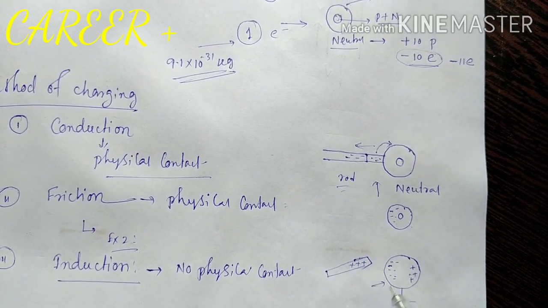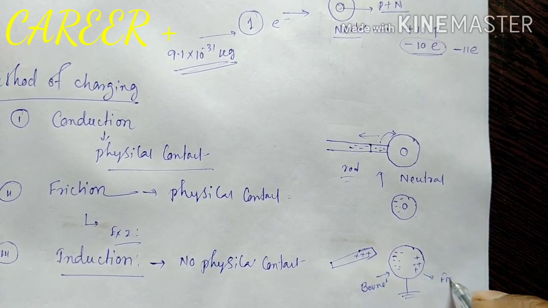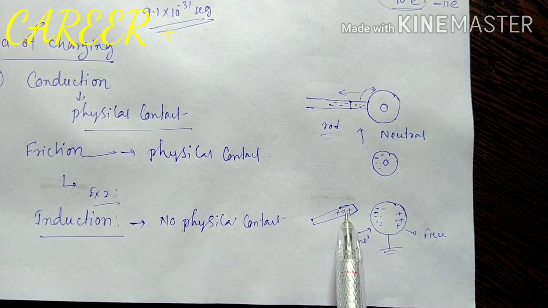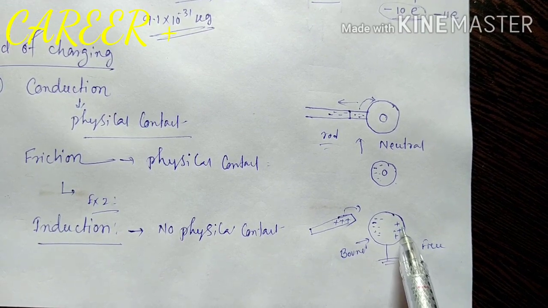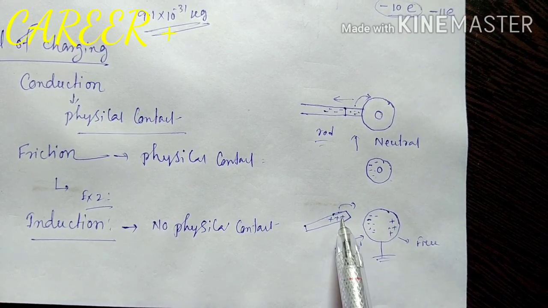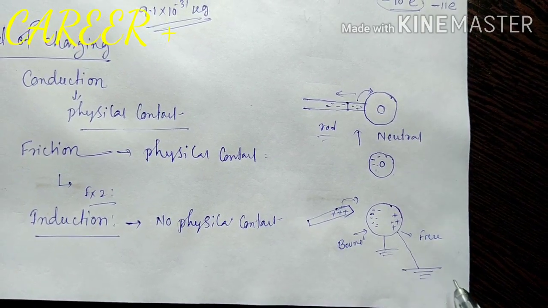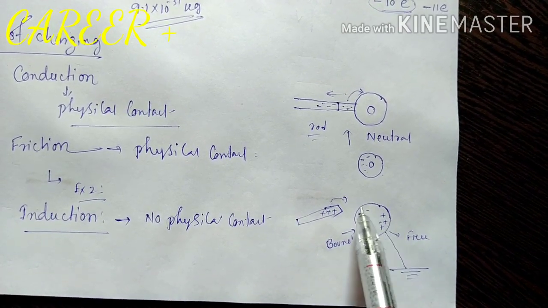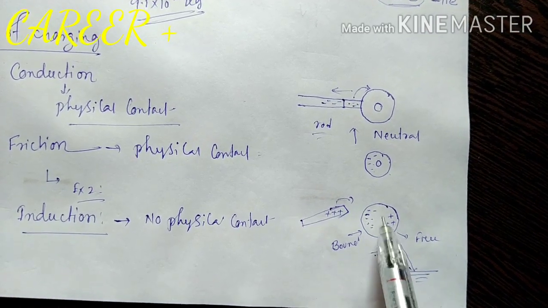These are said to be bound charge, and these are free charge now. Because these charges are bound by the positive charge of the rod. And these are free because at the same time these free positive charges are going to be repelled by this positively charged rod. Now if we connect it to the ground, what is going to happen? Surely this free positive charge leaves the body and goes to the ground or earth. As a result, the whole body becomes negatively charged.